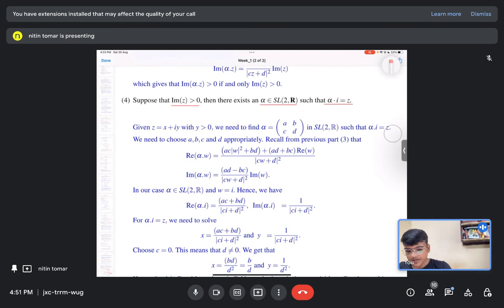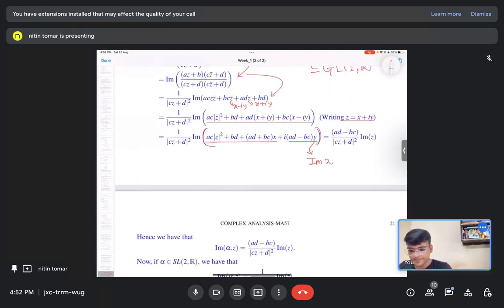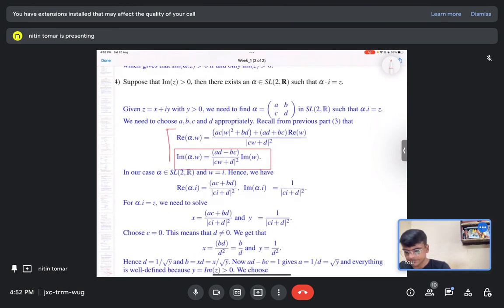So in the previous part, we computed this imaginary part for SL2R, just in the above part. And the other part was left. So this corresponds to the imaginary part of alpha dot Z, and this corresponds to the real part of alpha dot Z. I have just written down these two parts. Okay, see, what is my problem? I have to find this A, B, C, D using Z.